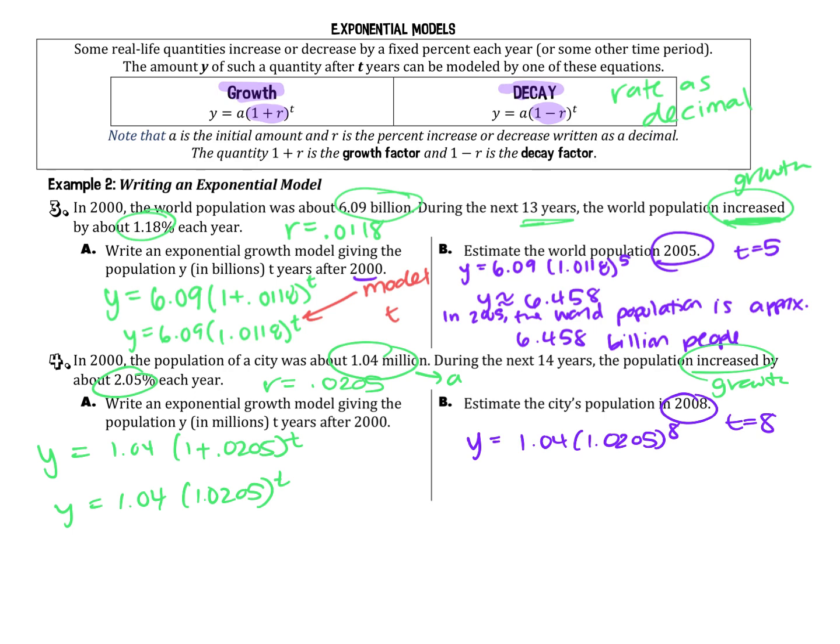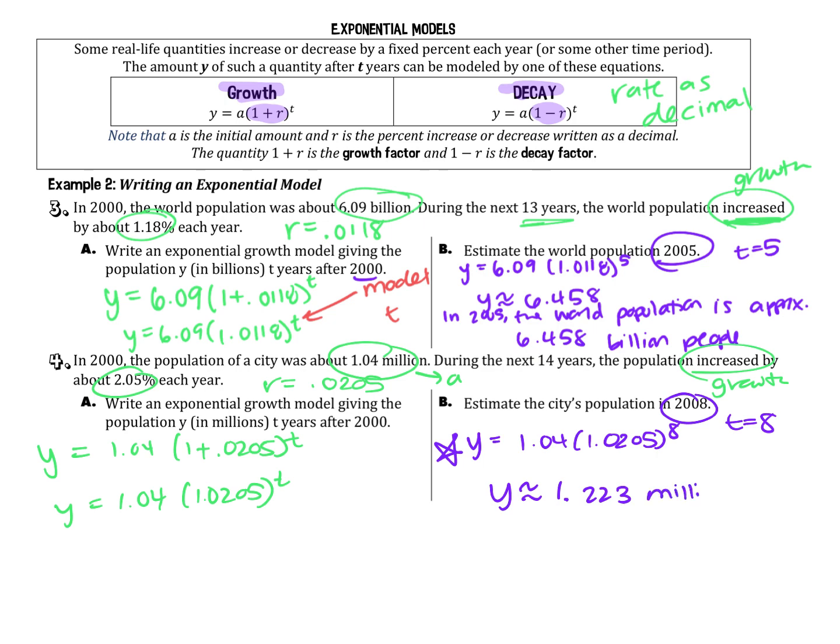All right, so here we go. My model is over here on the left. My A value, my initial amount, is 1.04 million. During the next 14 years, the population increased, so I'm using 1 plus R, by about 2.05%. I need to convert that to a decimal, 0.0205. For part A, we're writing the model. For part B, we're estimating the population. I want you to always show the step where I can see this is what you're typing into your calculator. That way, if there's an error after that point, I know that was a calculator error. So when you do this, you get that y is approximately 1.223 million.